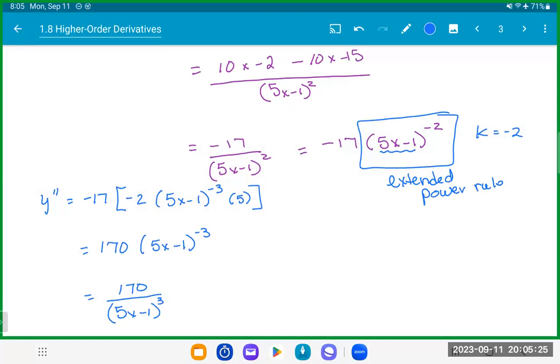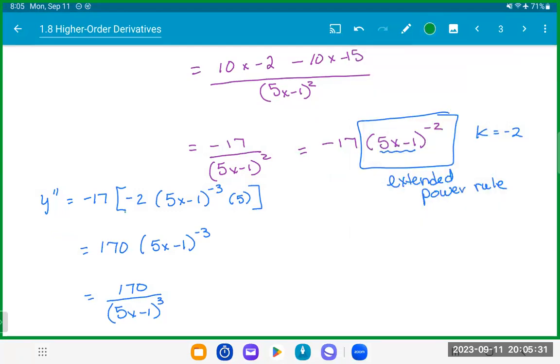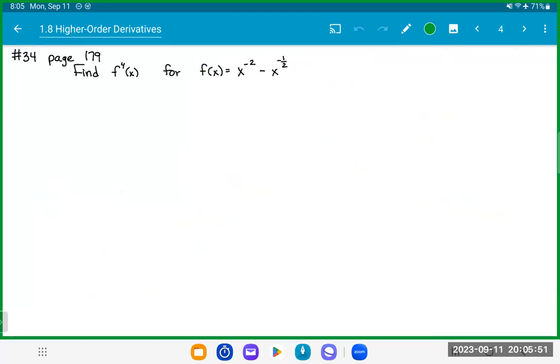Did that help? Yes, thank you, Professor. So this right here is the extended power rule. Okay. Did I have somebody else that was going to ask a question? All right.